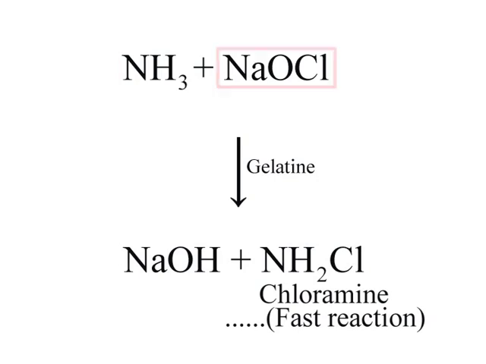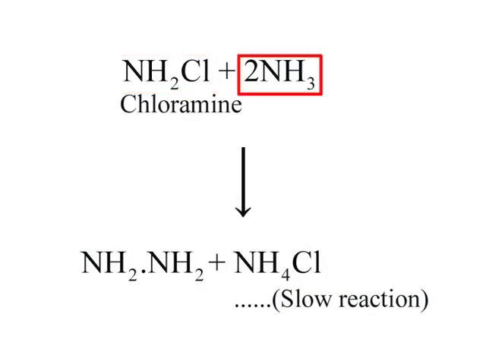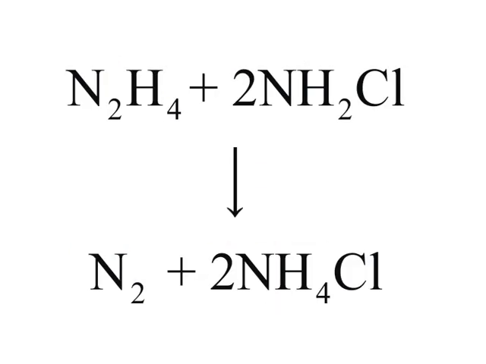Ammonia reacts with sodium hypochlorite to form sodium hydroxide and chloramine. This is a fast reaction. Chloramine reacts with ammonia to form hydrazine and ammonium chloride, which is a slow reaction. Glue or gelatin catalyzes this slow reaction and prevents the oxidation of hydrazine to nitrogen.